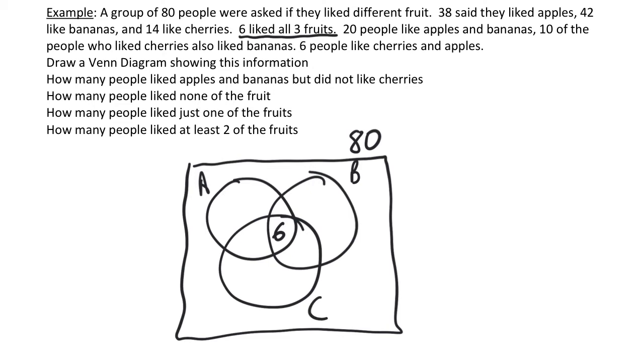So 20 people liked apples and bananas. So that's this part here. And if 6 people liked apples and bananas, we've already counted for them. That means that there must be 14 in that top part.